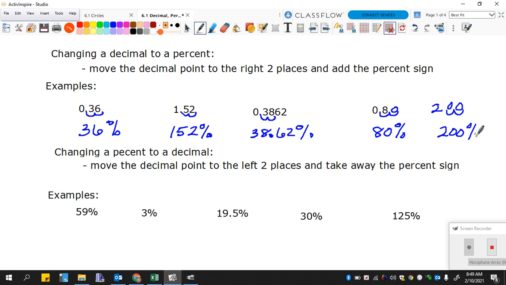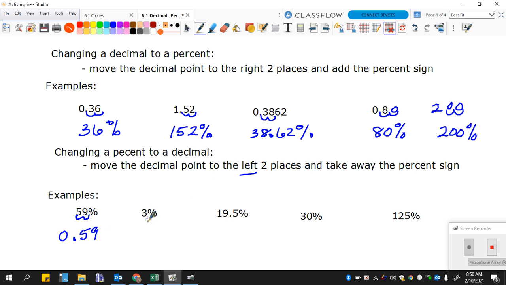Okay? Now, if we're moving the other way from a percent to a decimal, you start at the end and you move your decimal point to the left 2 places and take away the percent sign. So 59%, you start after the 9 and you go 1, 2, and it'd be 0.59, and I always put the 0 in front. Okay, so that turns into 59 hundredths.